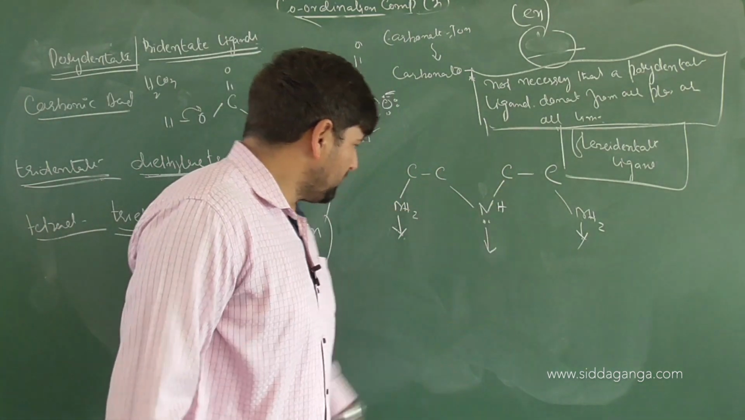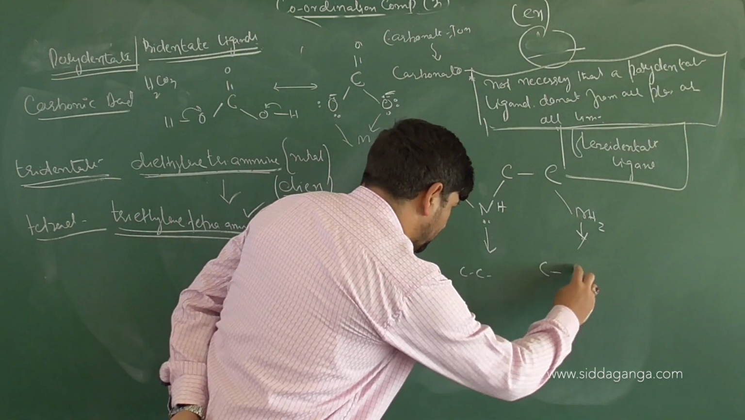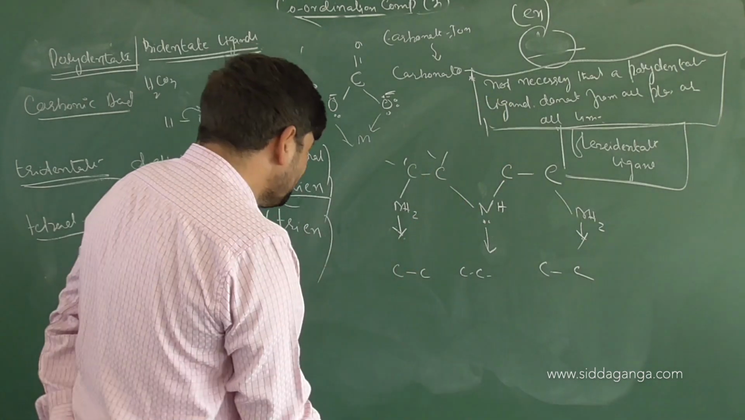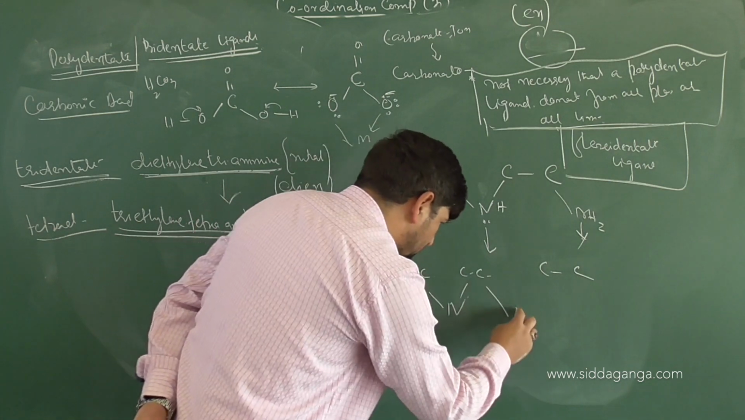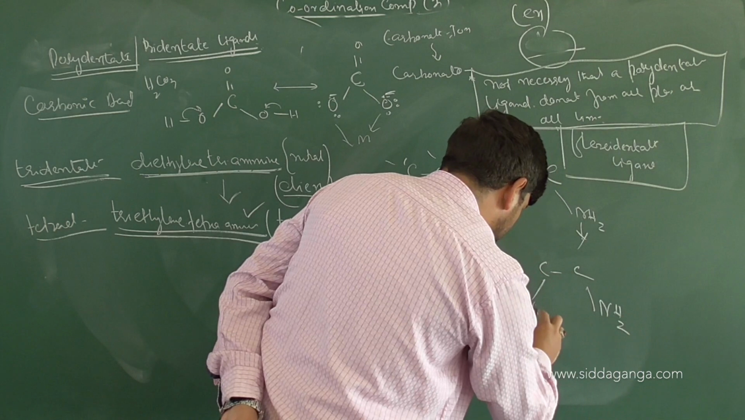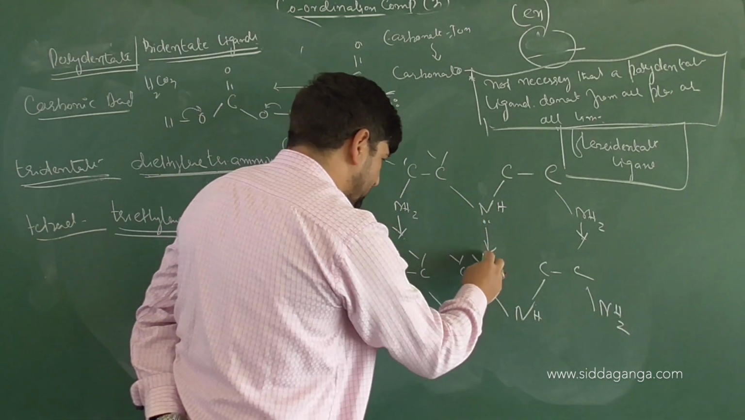So what is this one? Diethylene triamine. So that will be carbon, carbon, carbon, carbon, carbon, carbon. I won't mention hydrogens here. You can balance these by hydrogens yourself. So here it is nitrogen, here one more nitrogen, here one more nitrogen, and here one more nitrogen. So it's NH2, this is NH, this is NH, this is NH. Carbon you can balance by hydrogens. Right, children?